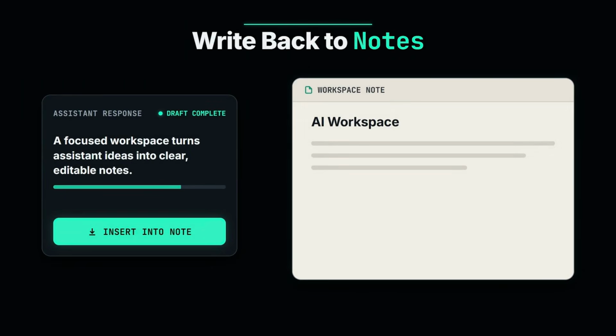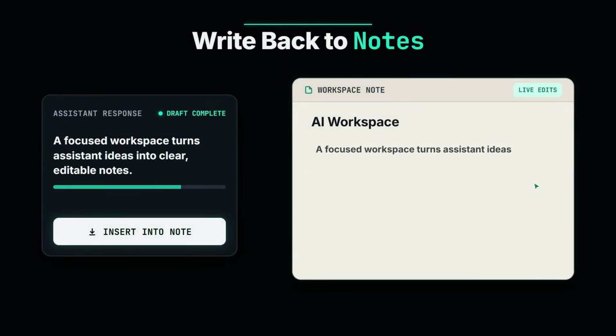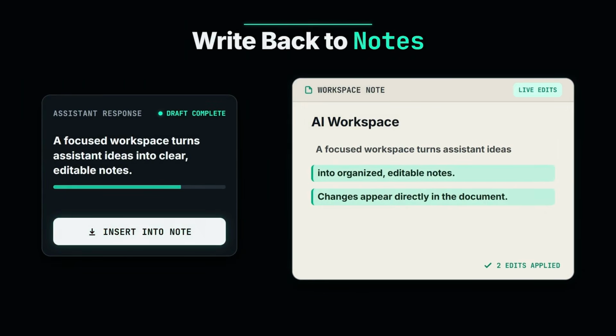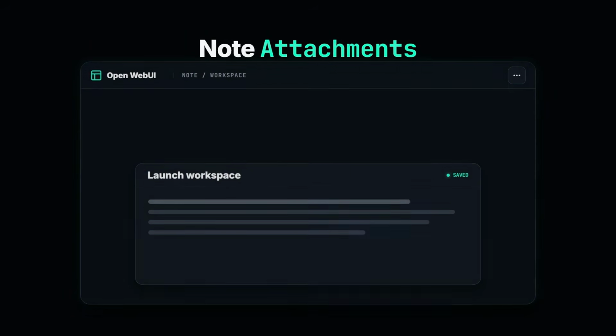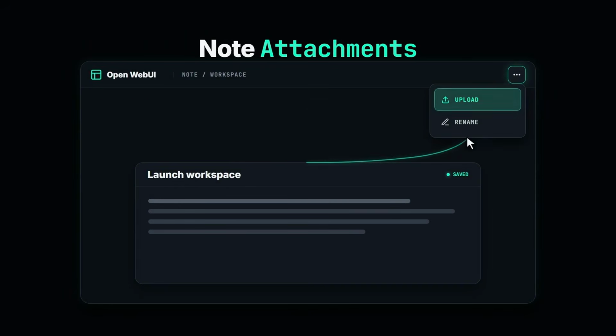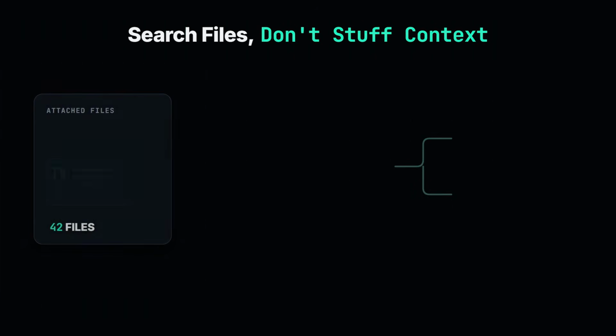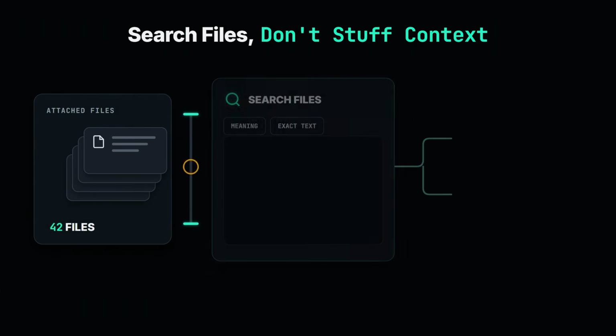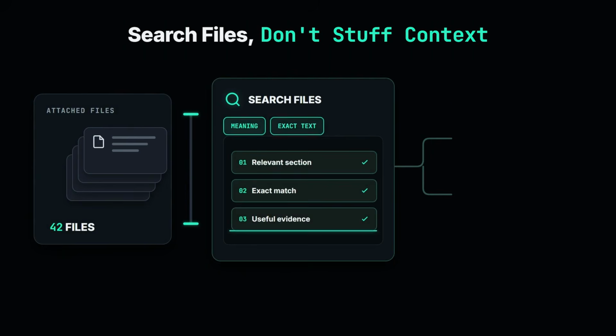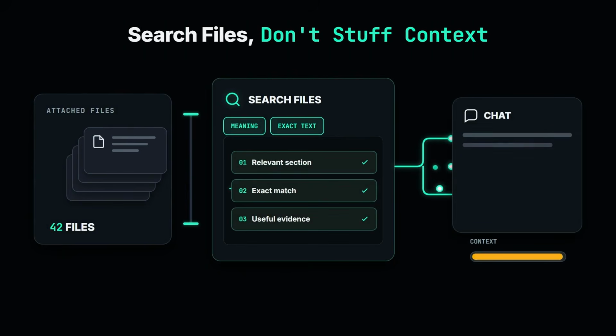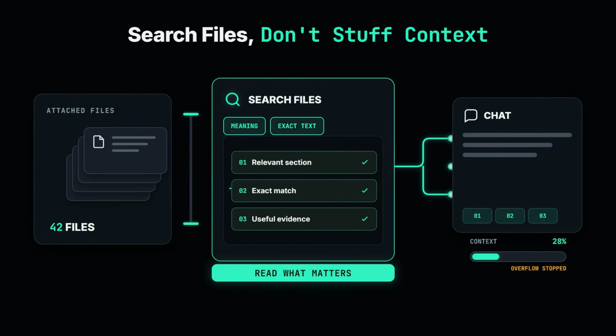Assistant responses can be inserted directly into a note, and edits appear in the document while the assistant makes them. Notes now offer uploads from their menu and display attached files above the document, where each file can be opened or removed. The files capability lets models list attachments, search by meaning or exact text, and read only relevant sections instead of pushing everything up front.